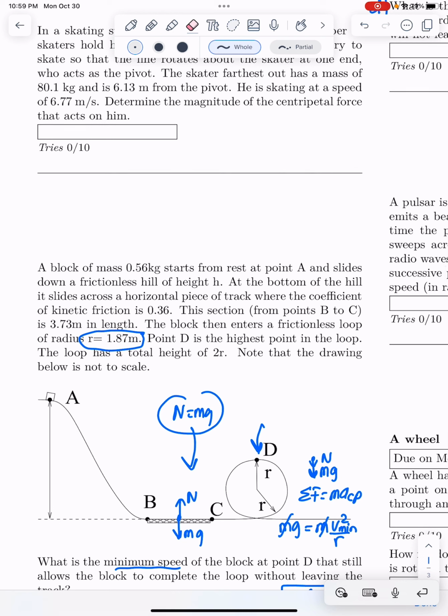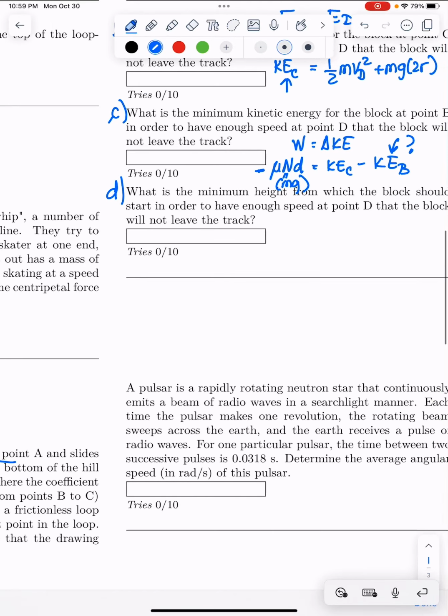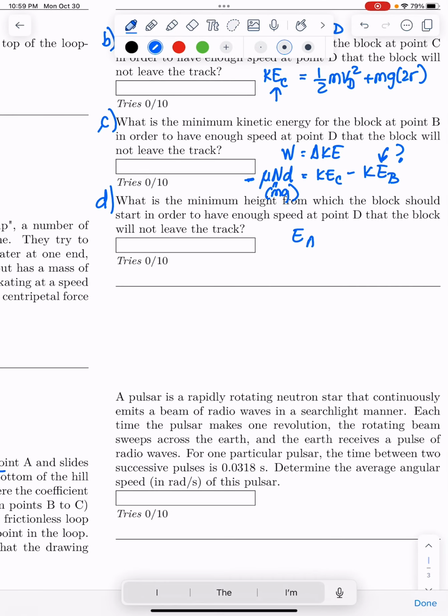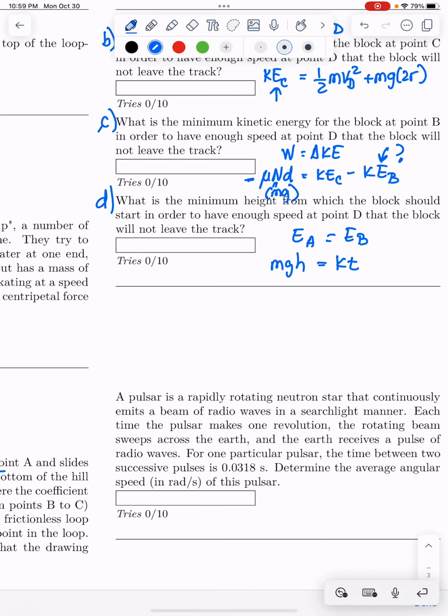So what happens now between A and B? Between A and B, no friction. It says it starts from rest. So kinetic energy at A is 0, but it has potential energy, and it's asking us about this height. So between A and B, again we have conservation of energy. Energy at A equals energy at B. Energy at A is only mgh, and energy at B is kinetic energy at B, that we just calculated in the previous part. So from here you solve for h. Okay, good luck.